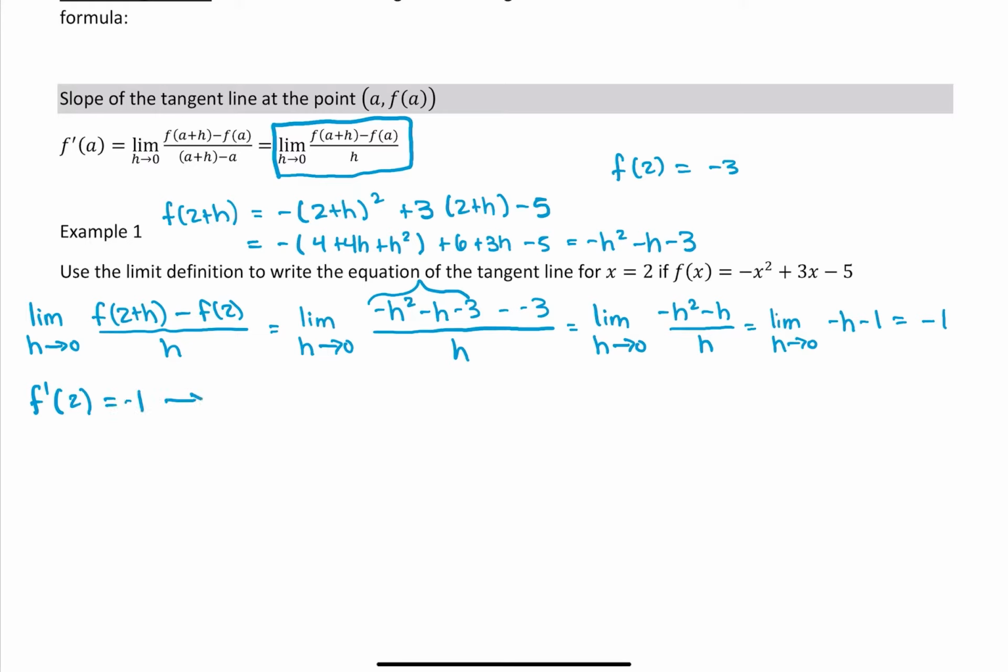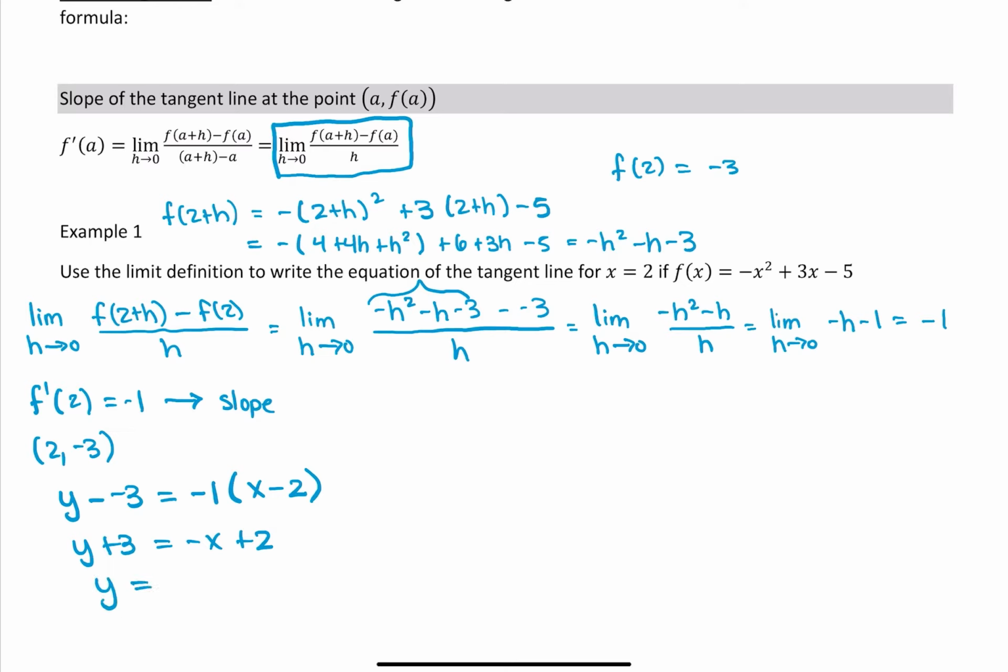What this limit has told us is that the derivative evaluated at 2 is equal to negative 1. This value is the slope of the tangent line at that point. We already know that the point (2, negative 3) is on the curve. And so to write the equation of the tangent line, we're going to use the point-slope formula. So that's going to be y minus negative 3 equals negative 1 times x minus 2. So y plus 3 is equal to negative x plus 2.